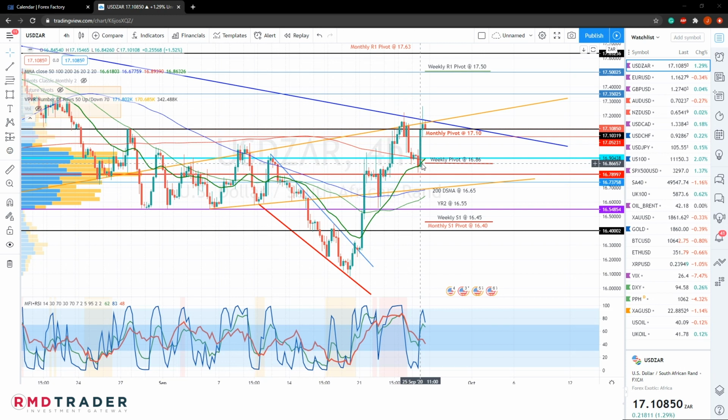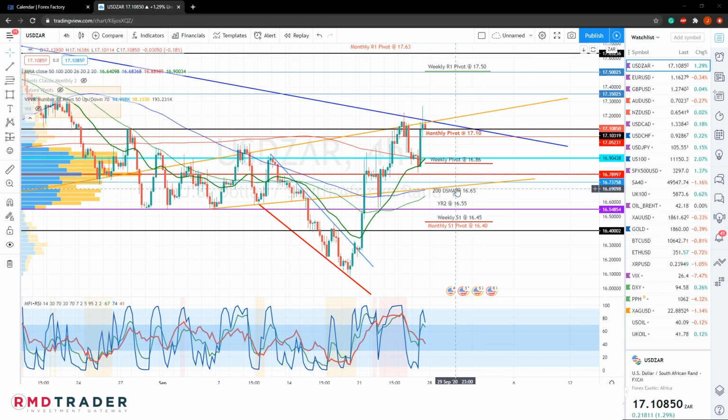If we can close above resistance at 1710 and also of course above this diagonal, it's possible that we will see price move higher towards our weekly R1 pivot at 1750 and possibly even this monthly R1 pivot at 1763.